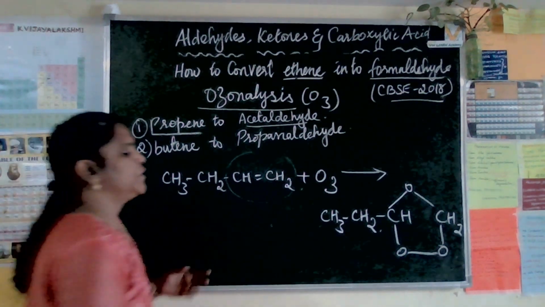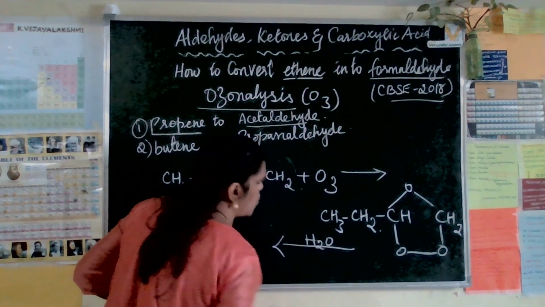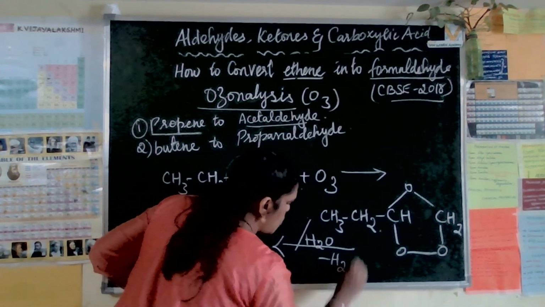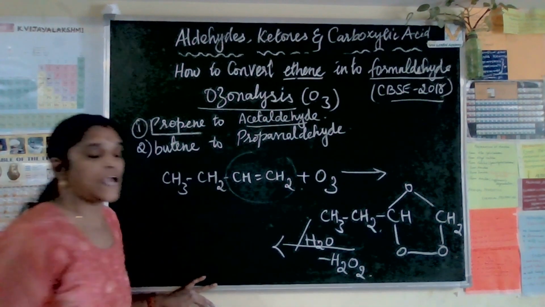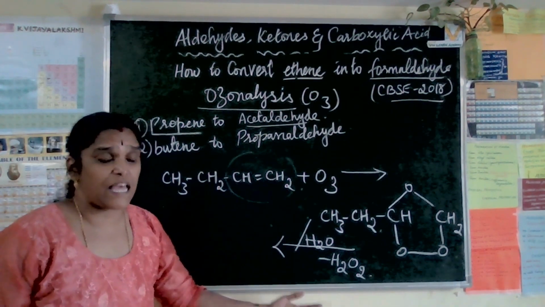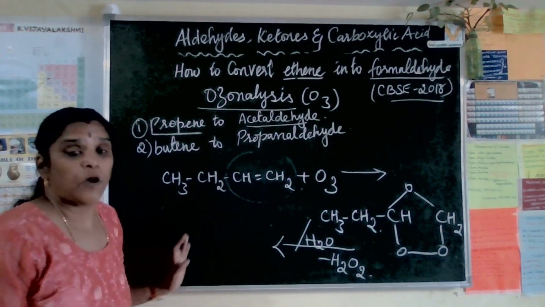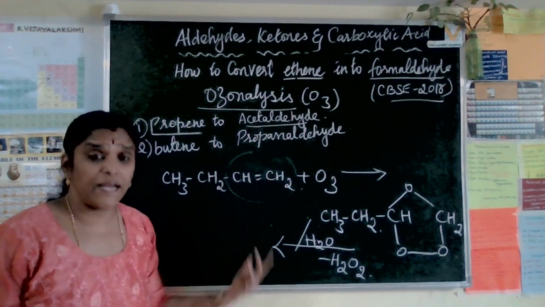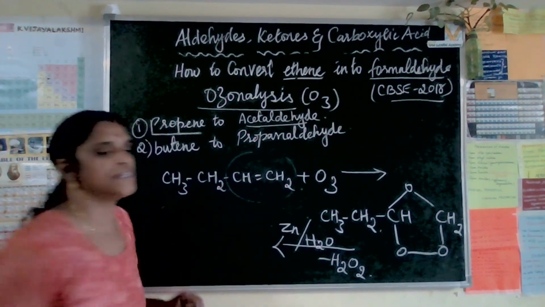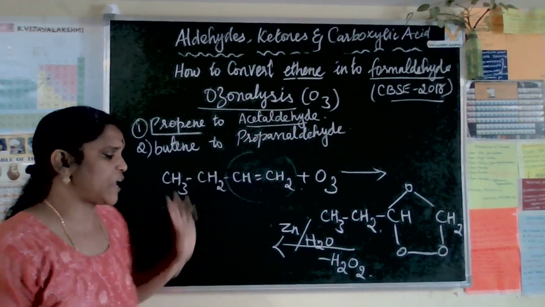Okay, now here you are going for the hydrolysis process, H2O. So when you go for hydrolysis, H2O2, it releases hydrogen peroxide. Hydrogen peroxide is a very good oxidizing agent, so it will oxidize and you will get carboxylic acid. To avoid that, we are adding zinc. In the question, they asked for aldehyde only, so we can go directly for that.